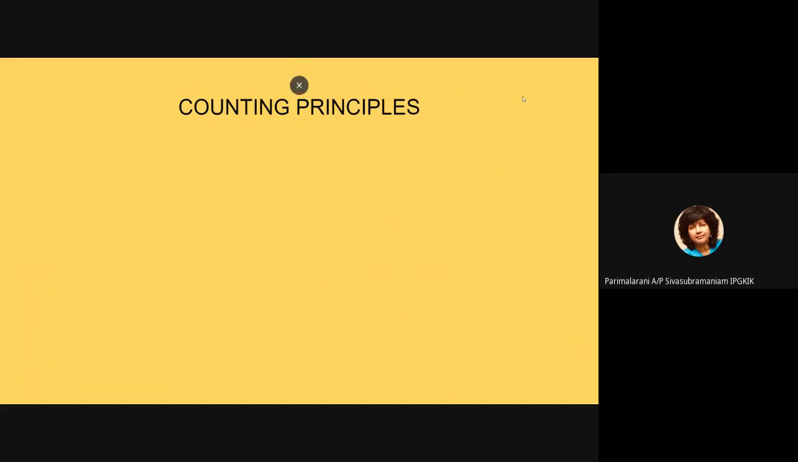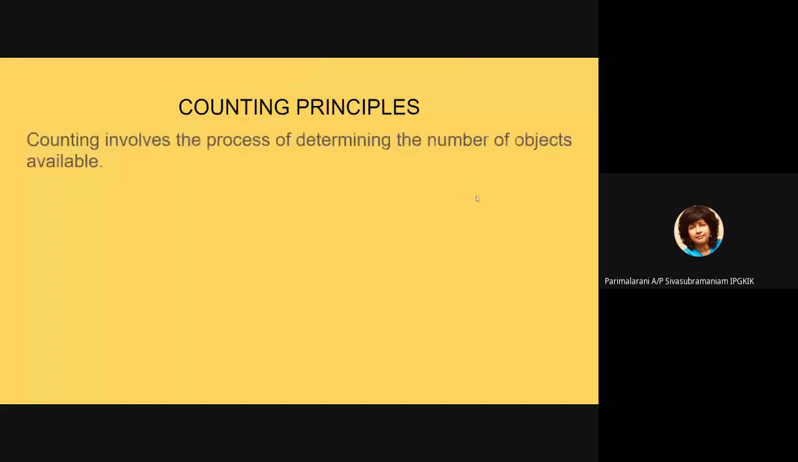Next we're going on to counting. Counting involves the process of determining the number of objects available. Sometimes as teachers, we take counting for granted. When children come into primary school, we think they can count already. So if you know all these principles, then you know what to watch out for.